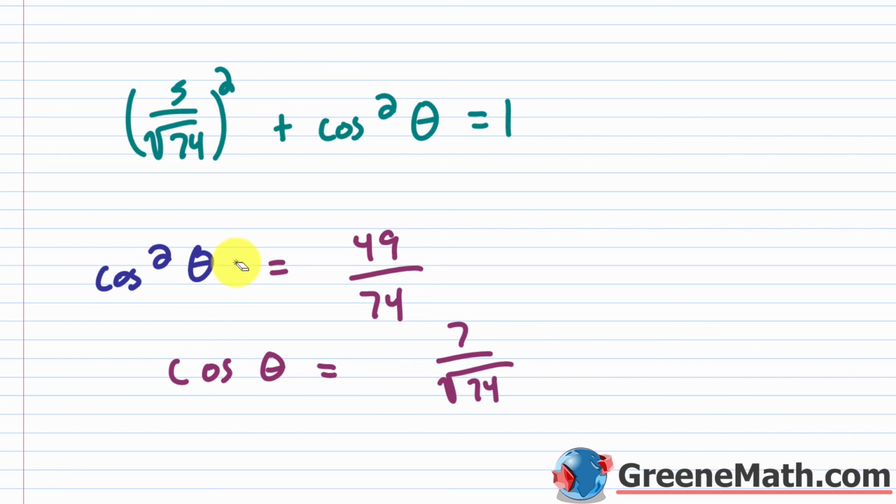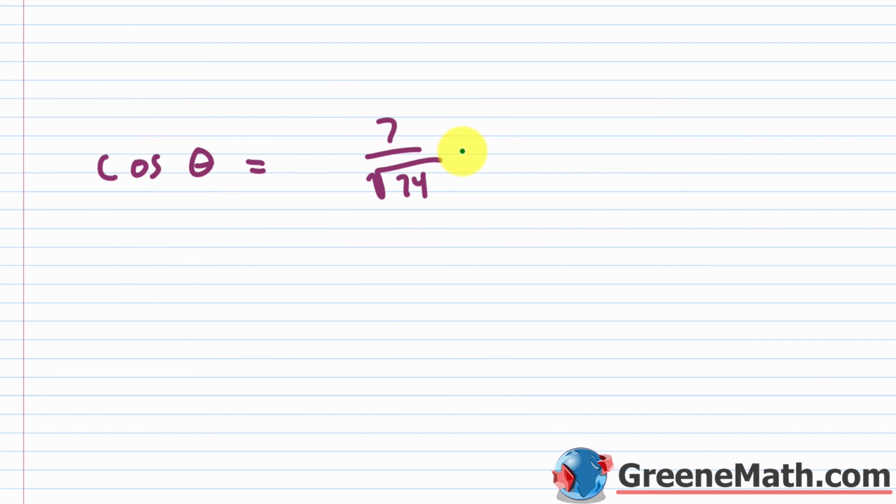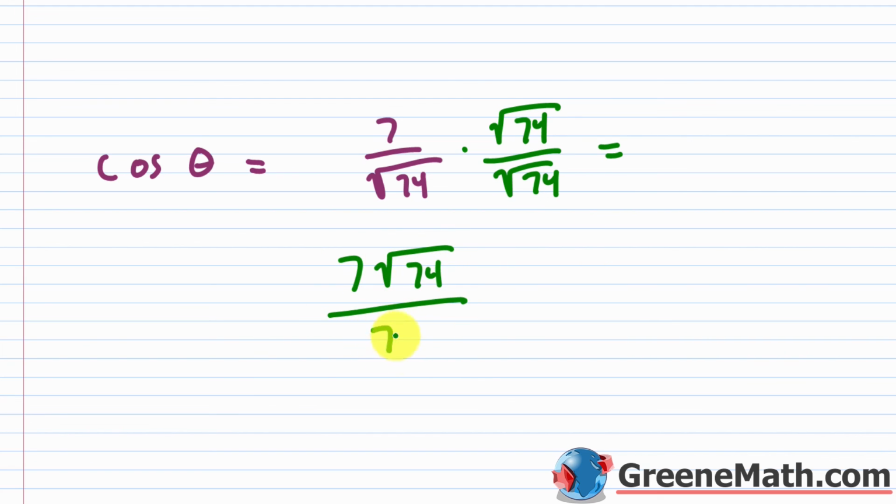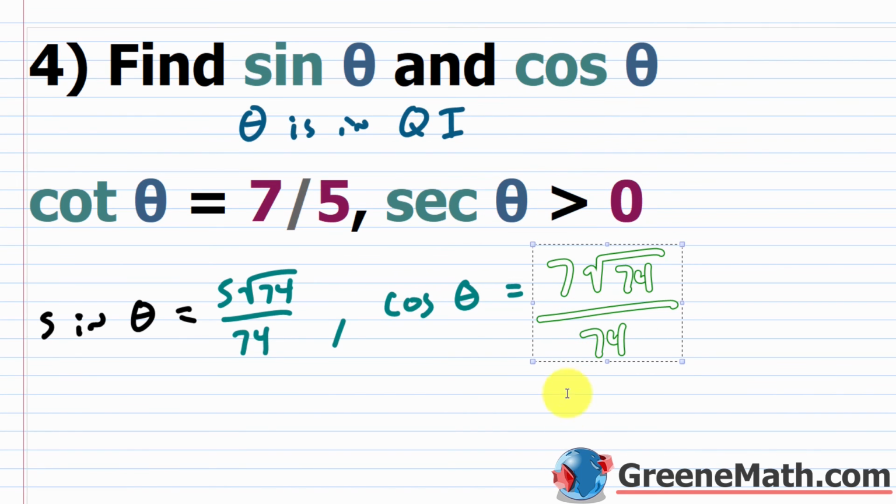Okay, so for this, all I really have to do is rationalize the denominator. So I'm going to multiply by the square root of 74 over the square root of 74. And that's going to give me a final answer of 7 times the square root of 74 over 74. So let me just paste this in and put that right there.